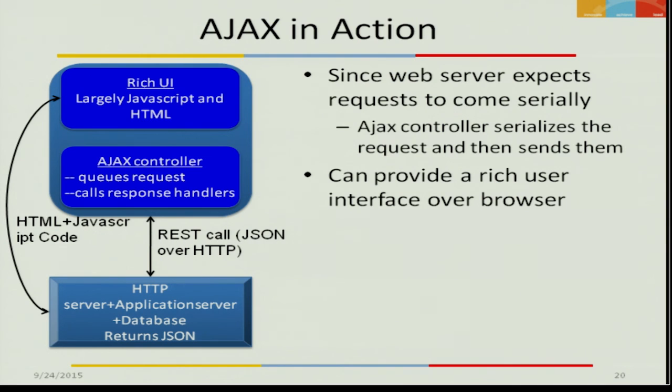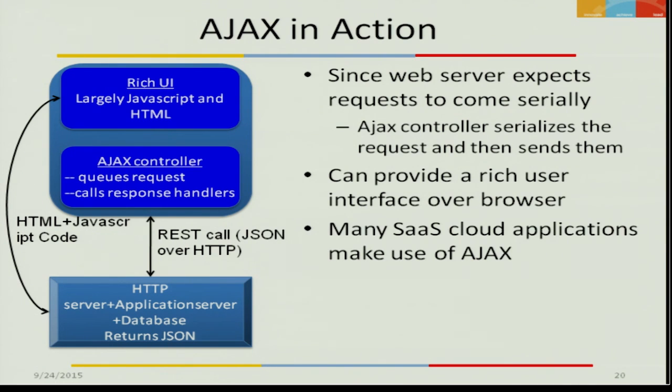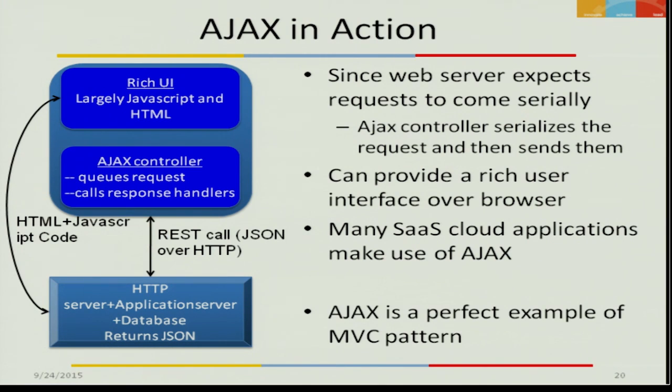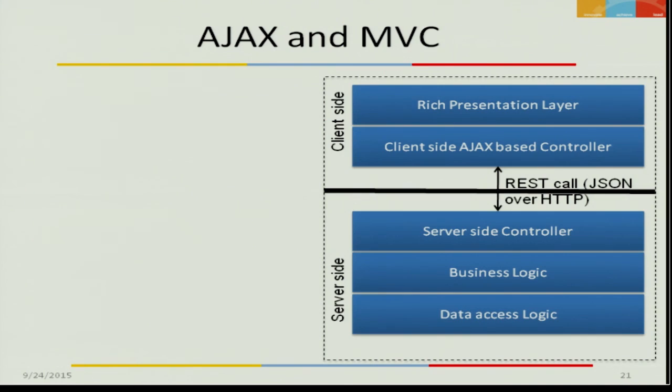AJAX can provide a rich user interface over the browser. In fact, if you look at Google Docs or Google Spreadsheets, it gives you almost an Office environment over the browser. It's a very rich user interface. This is possible because of the AJAX mechanism. Many SaaS cloud applications today make use of AJAX. In fact, AJAX is a perfect example of the MVC pattern. So let's look at AJAX and MVC together.